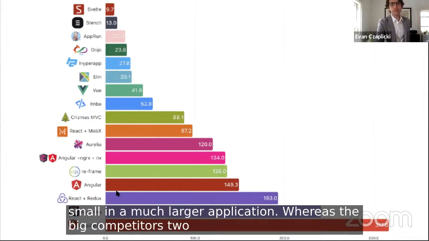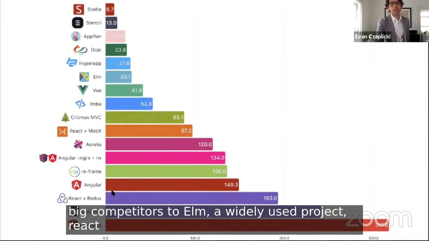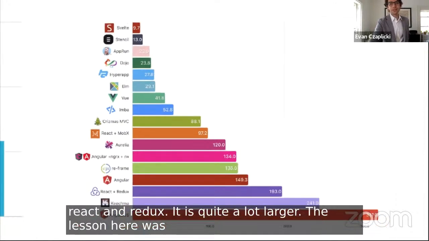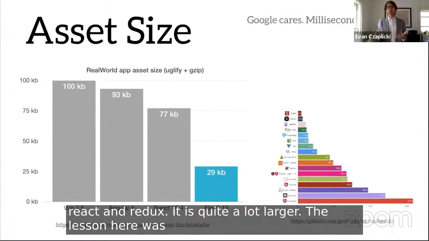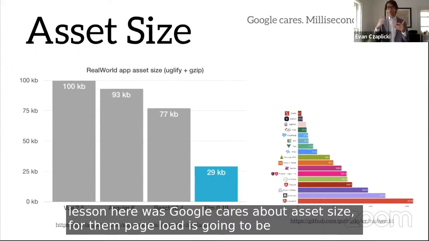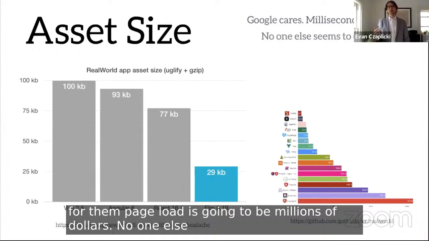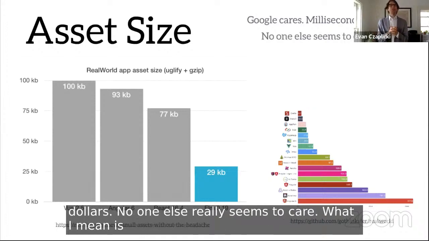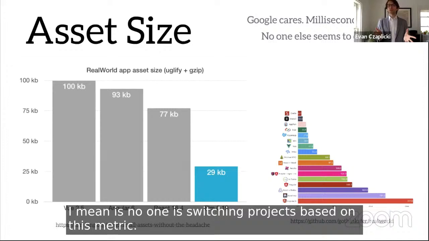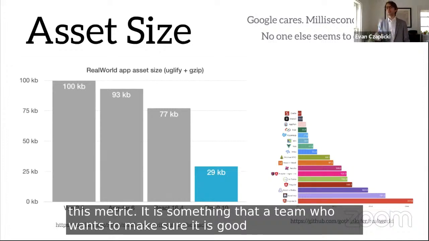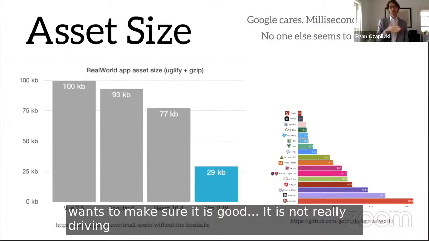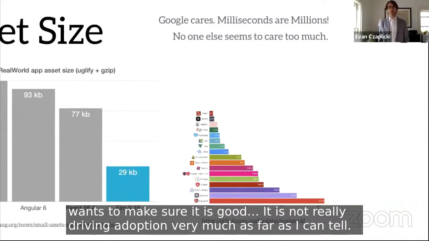Whereas the big competitors to Elm, like React Redux, are a really big, widely used project, and it's quite a lot larger. And so the lesson here was that Google cares about asset size, where for them, milliseconds of page load are measured in millions of dollars. But no one else really seems to care. What I mean is, no one's switching projects based on this metric. It's something that a team wants to make sure is good, but it's not really driving adoption very much, as far as I can tell.